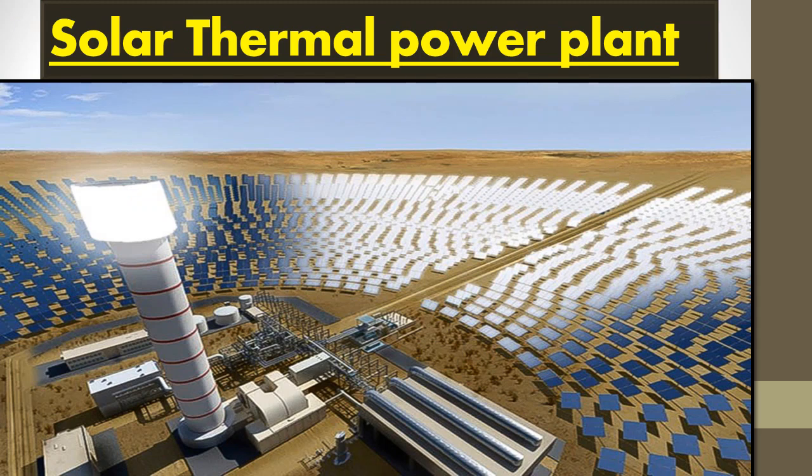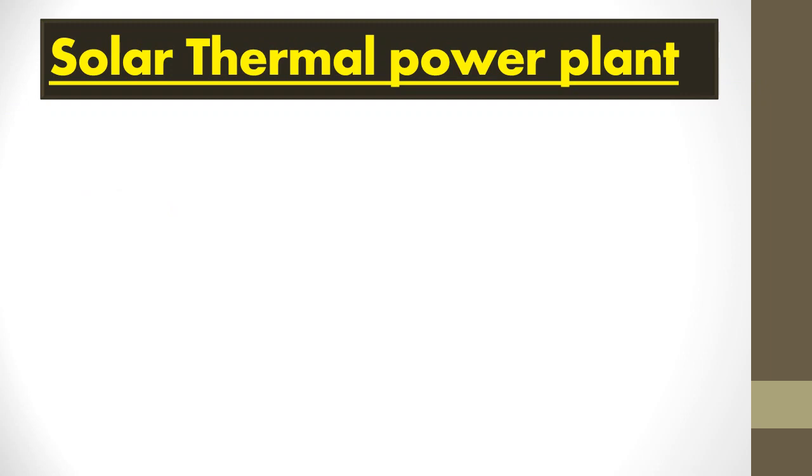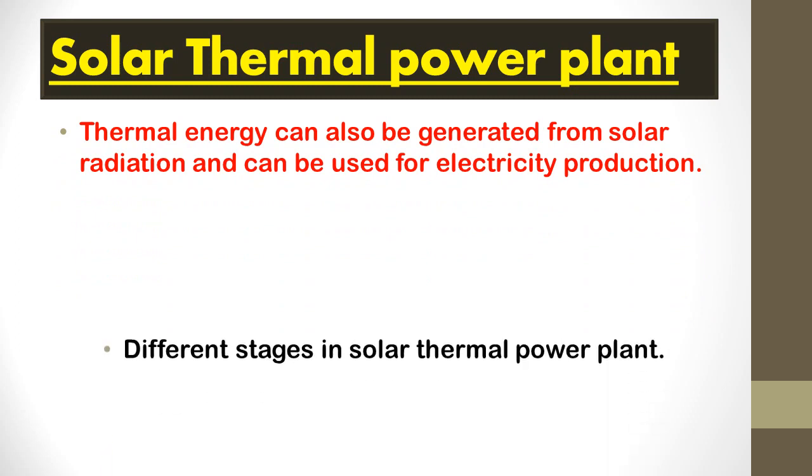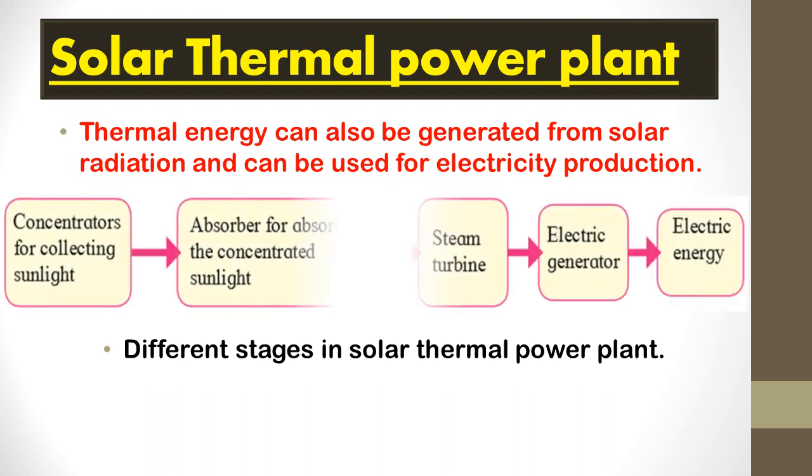So the next method of producing energy using solar radiation is the solar thermal power plant. We have seen that thermal energy generated from coal and nuclear fuel can be used to generate electricity, and thermal energy can also be generated from solar radiation and used for electricity production. So here the different stages of the solar thermal power plant are given.